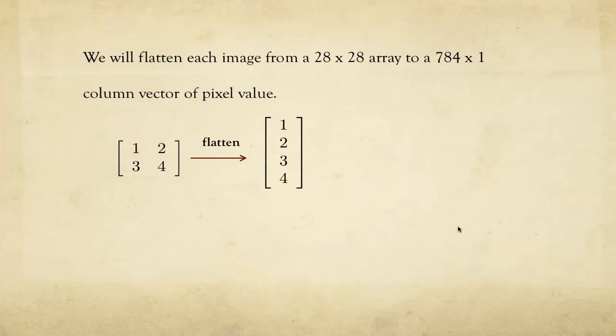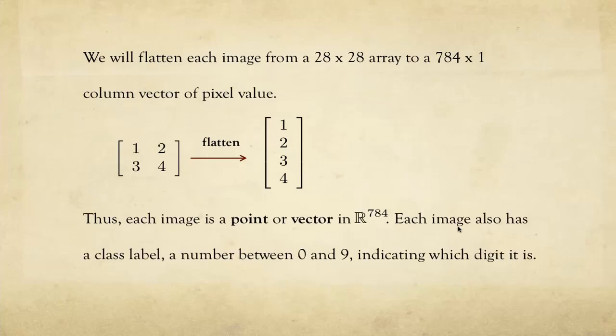So we first take our image, which is a 2D array, 28 pixels by 28 pixels. We're going to flatten it into a 784 by 1 column vector, 784 rows, 1 column of pixel values. So for example, 1, 2, 3, 4, which is a 2D array, when you flatten it, becomes a column vector, 1, 2, 3, 4. And so each image, after we flatten it, is a point or vector in R784.